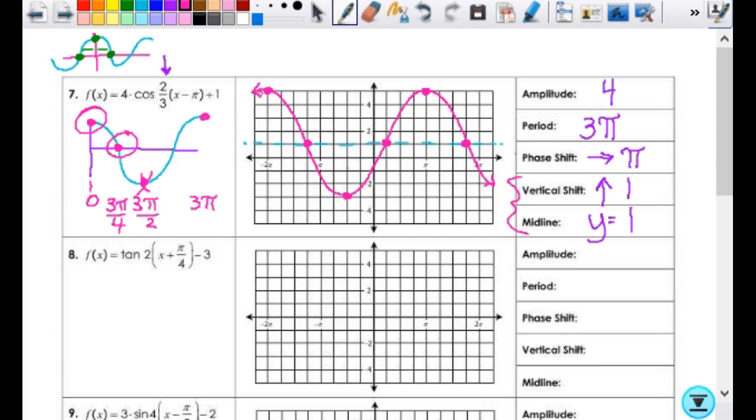We good? Okay. All right, so we're going to do 2 more together, and then you're going to do 2, because I feel like we kind of need to do 2 more. Let's do this tangent.